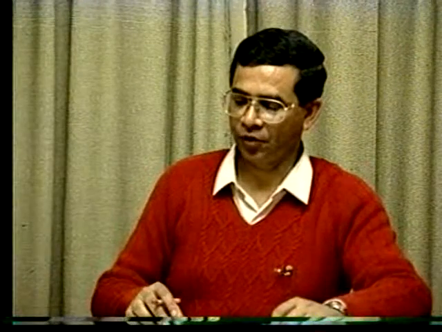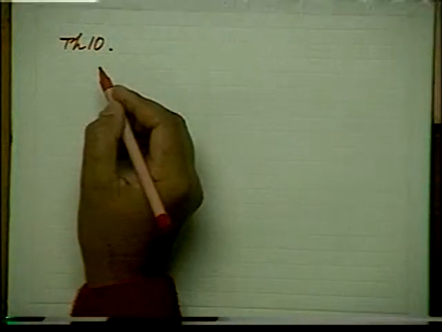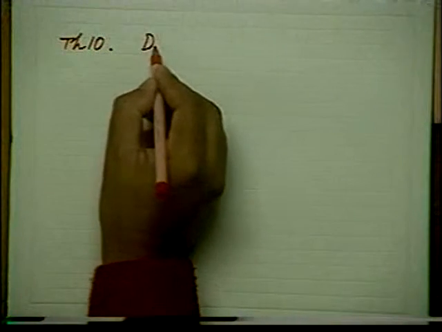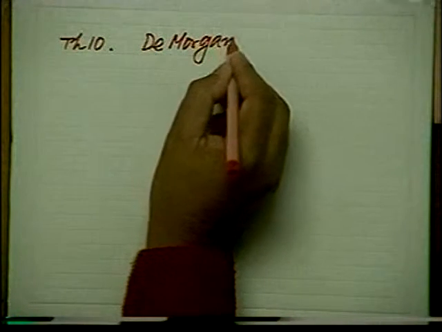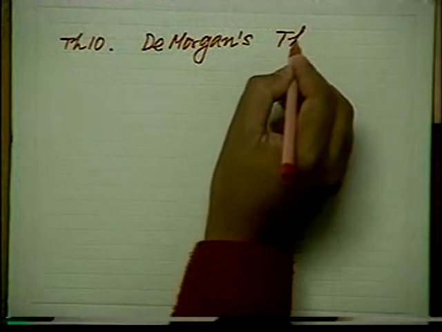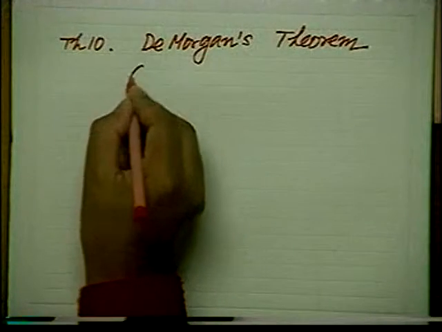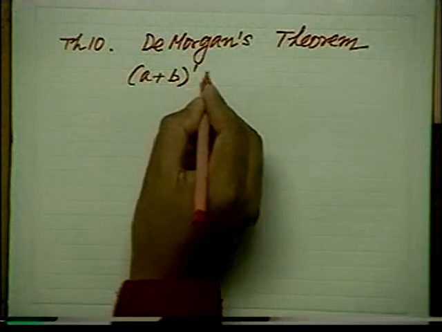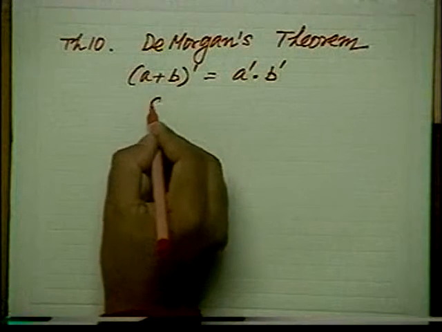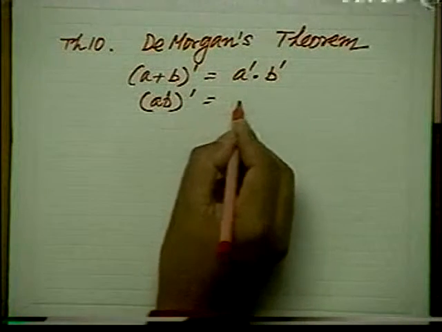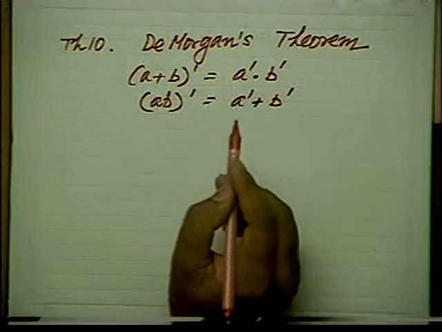Now let's talk about the next theorem. Say we call it theorem 10. It's quite an important and famous theorem. It's called De Morgan's theorem. It says that if we take (a + b)', this is equal to a'·b', and (ab)' = a' + b'. This is our De Morgan's theorem.